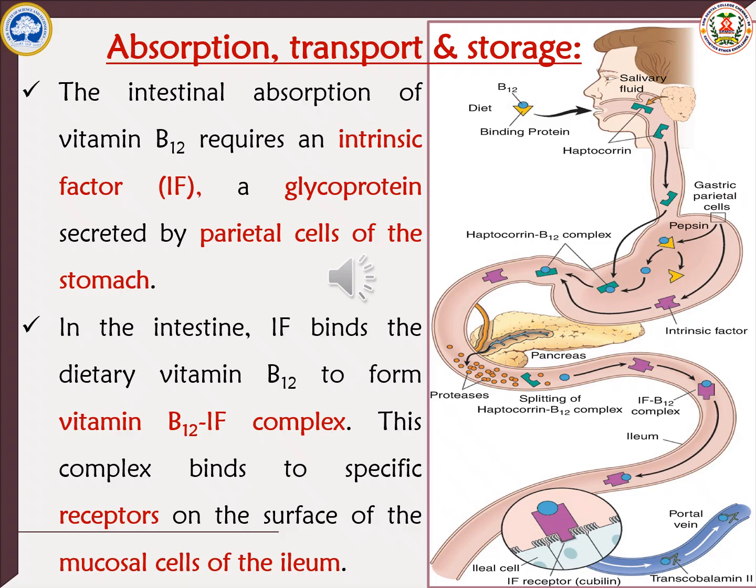Similarly, the intrinsic factor secreted from the gastric parietal cell is a glycoprotein which helps in absorption in the intestine. When this enters the intestine, the pancreatic enzyme protease acts on the haptocorrin B12 complex and splits the haptocorrin from the B12. Now the intrinsic factor takes up the B12 and forms the intrinsic factor B12 complex, and this complex binds to a specific receptor on the surface of the mucosal cells of the ileum, leading to absorption, which we will see in the next slide.